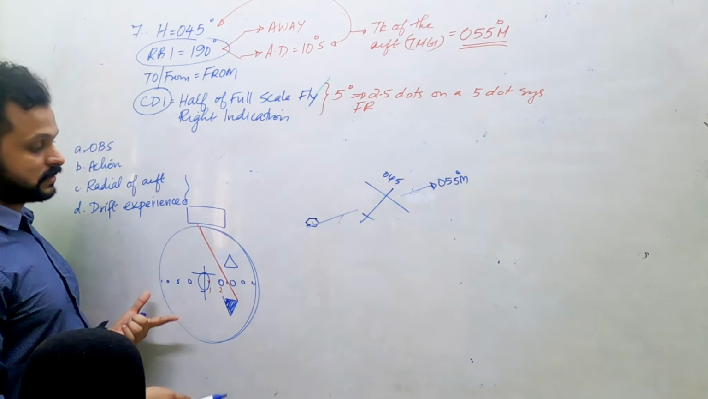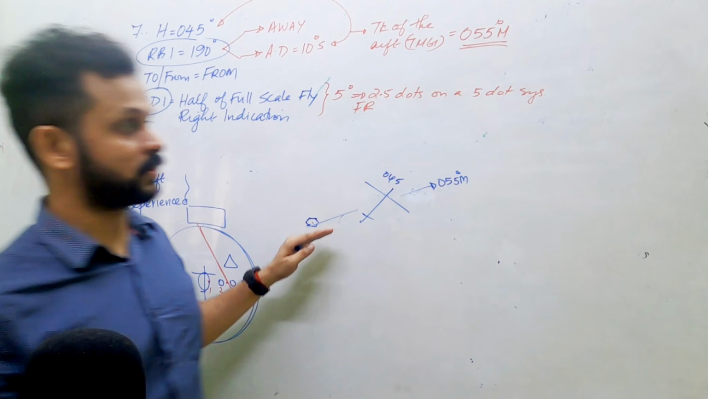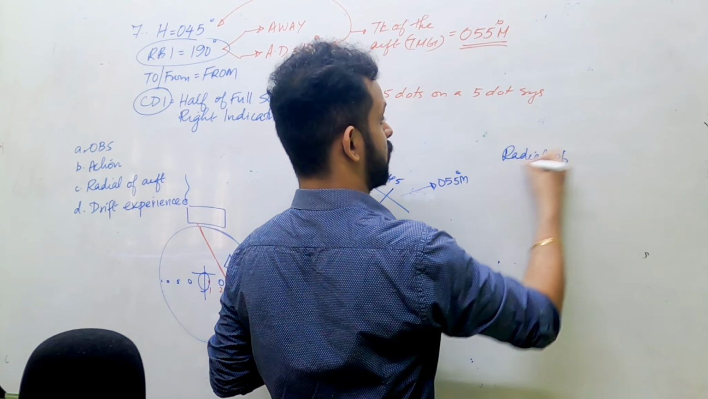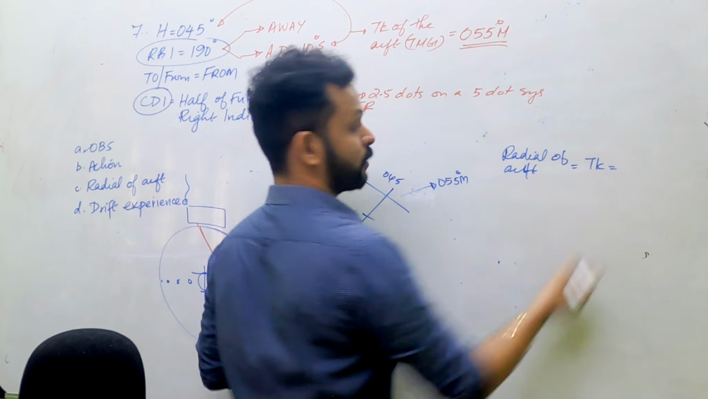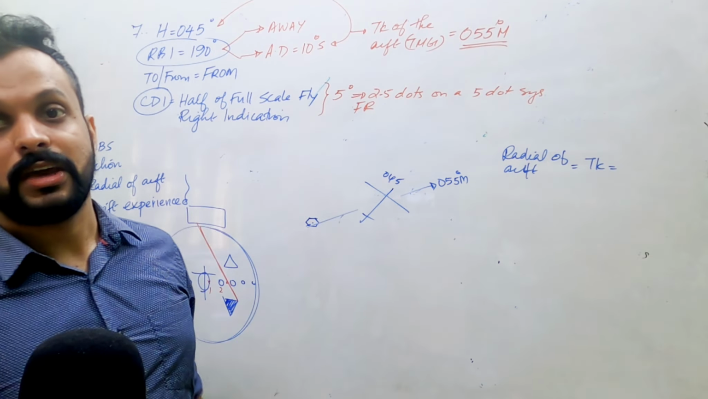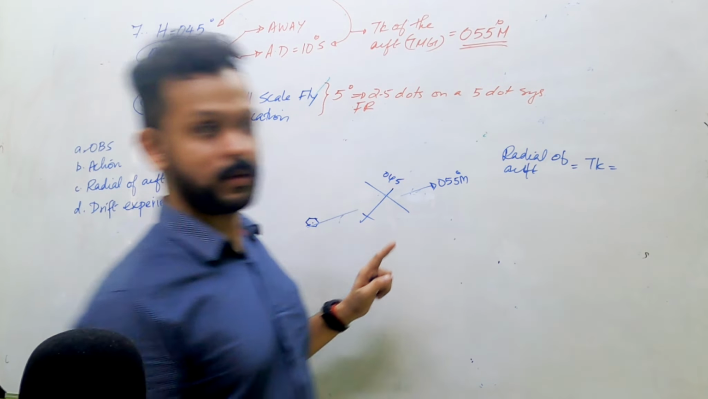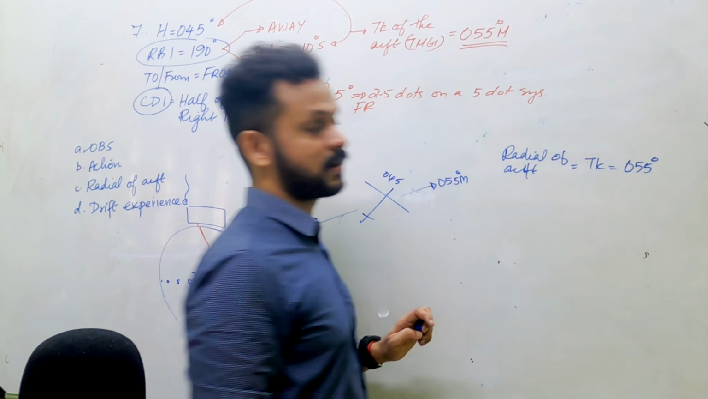Now, where is your radial? The current radial of the aircraft is known to us. So what is the radial of the aircraft? 055. Radial of the aircraft is equal to track. Why is it equal to track? That's because you're moving out of the station. If you are coming into a station, the track would have been exactly opposite to the radial. Yes, which is 055 degrees is the track as well as the radial of the aircraft.